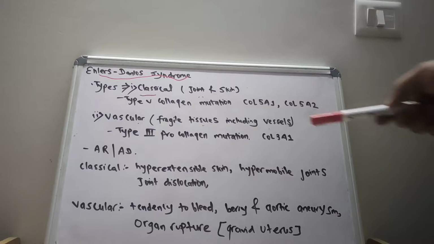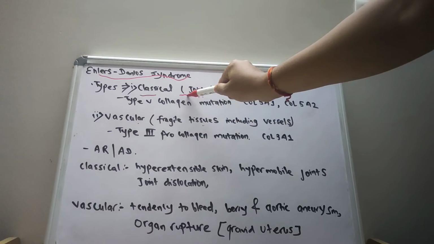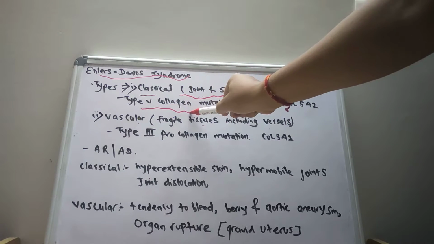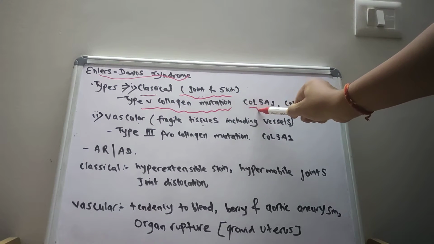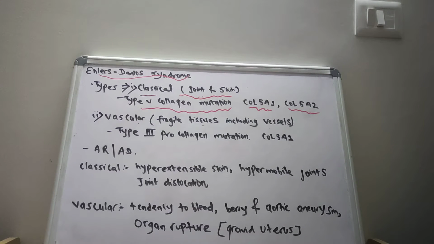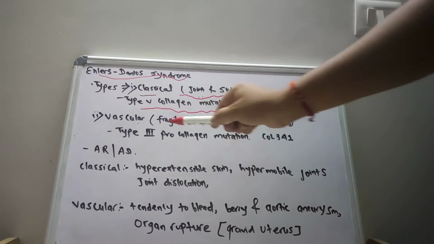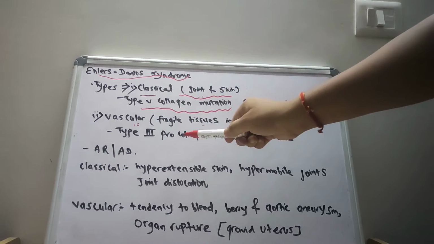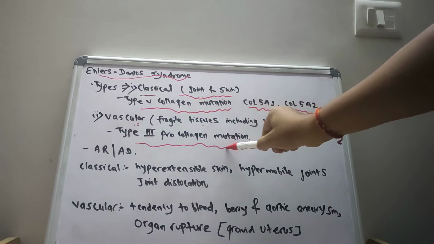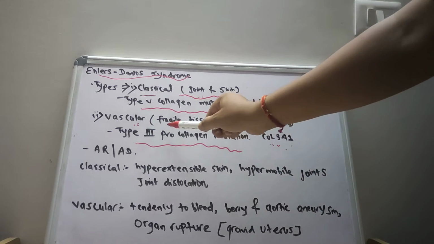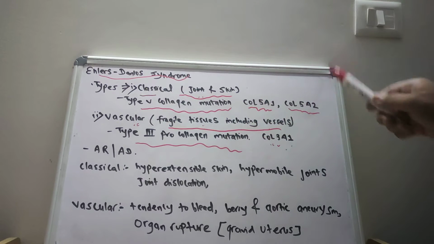As I have already said, in the classical type there is involvement of the joint and skin, and there is type 5 collagen mutation, that is COL5A1 and COL5A2 mutation. And in the vascular type there is type 3 procollagen mutation, COL3A1, which leads to fragile tissue, including the vessels.